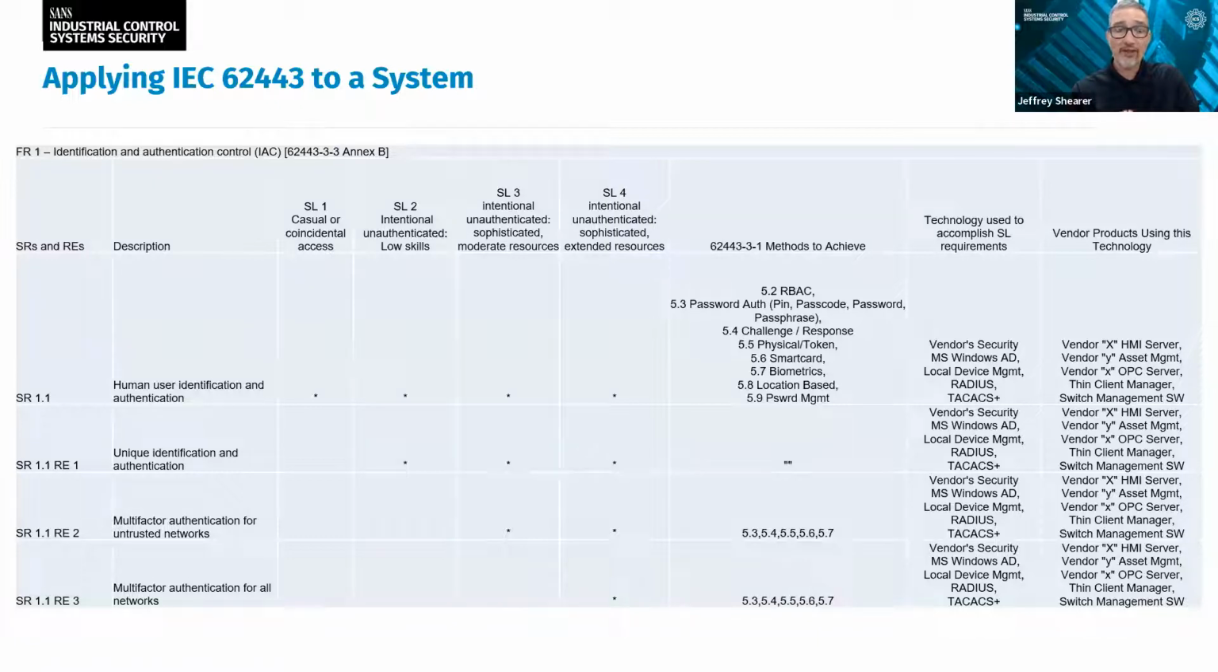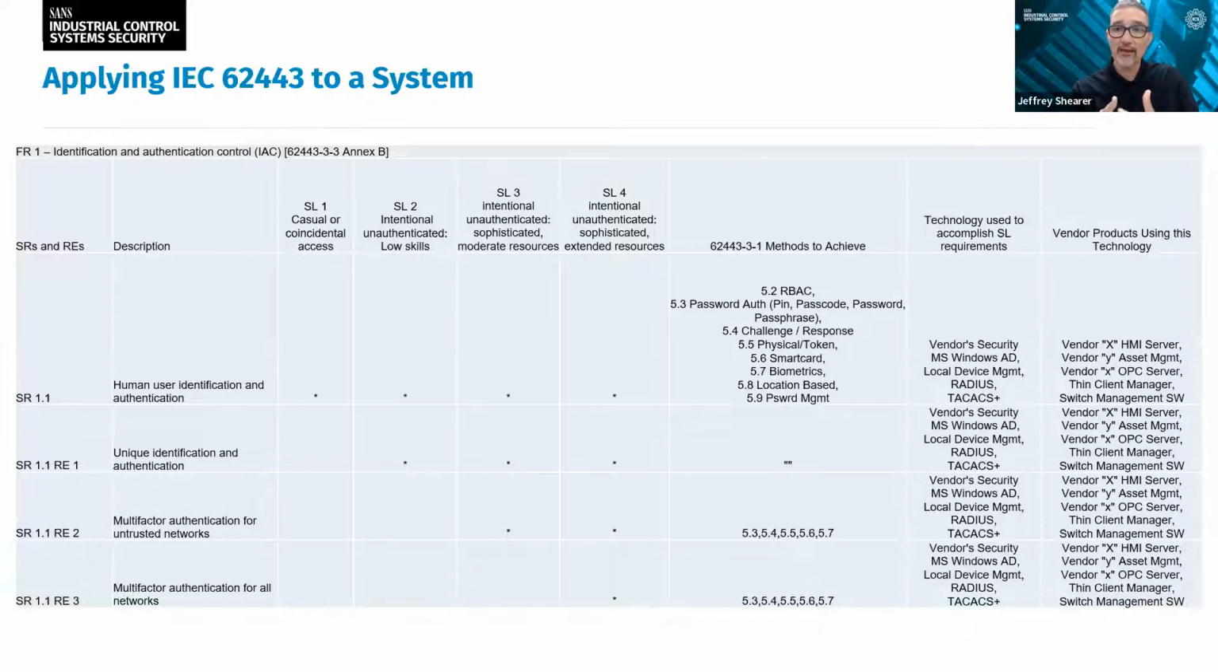So for instance, I looked at the left-hand side and I said security requirement 1.1, human user identification and authentication, and I go over to the column that says methods to achieve. It lists out there the different methods to achieve identification and authentication. And I would list the technology that I use to accomplish those security levels. And then I would look at the vendor products that are using these technologies and kind of mapping this across.